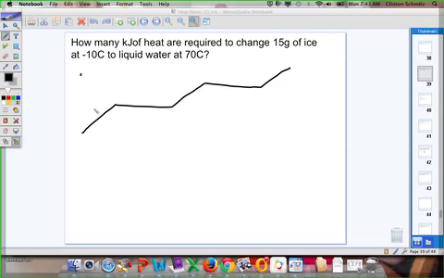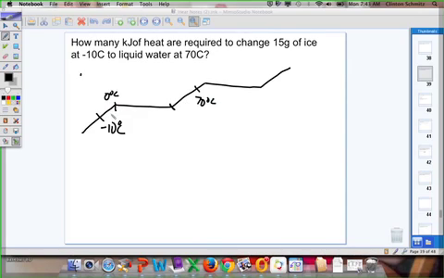Okay, now you want to mark where you're starting. So we're starting at -10, so we'll just pick a spot right there. We'll call that -10 degrees Celsius there. Okay, so now the water is going to warm up and we're going to stop at 70, but something important happens right here. This is 0 degrees Celsius because that's where the ice will melt. This will be 0 here. Then it will warm up to 70 right here. So you want to mark those spots on the graph.